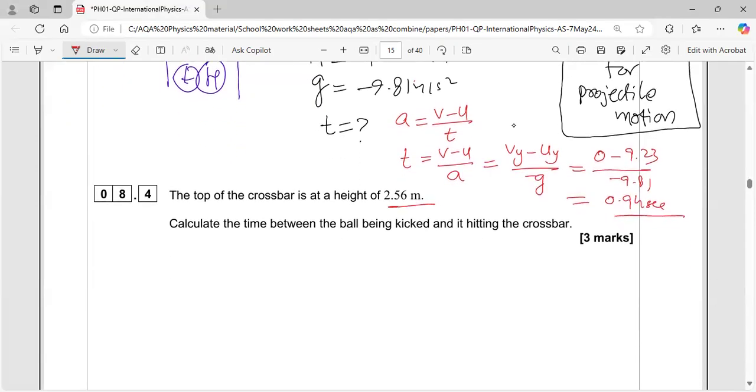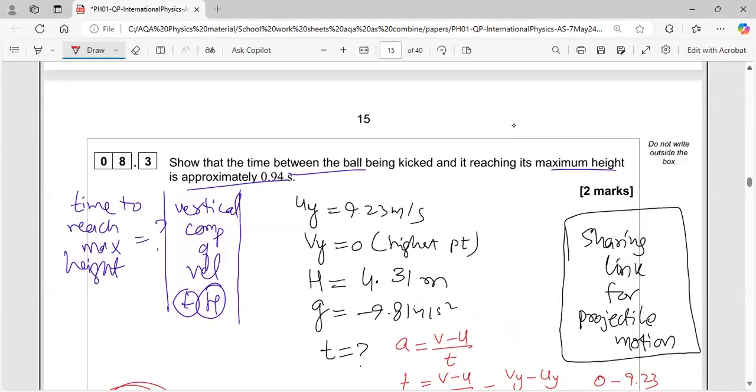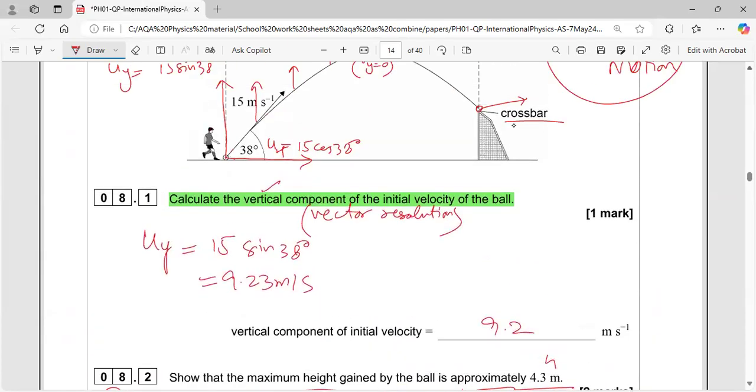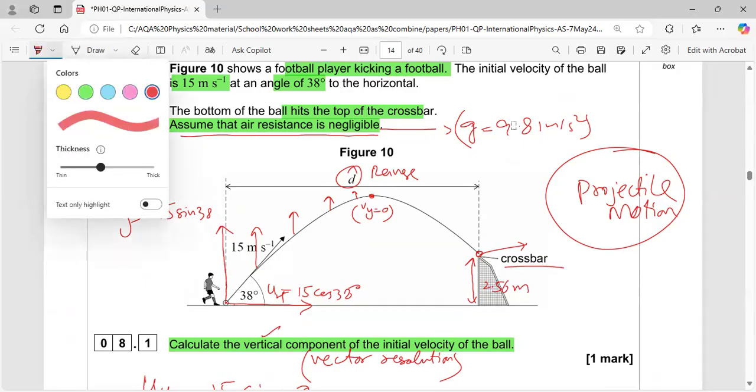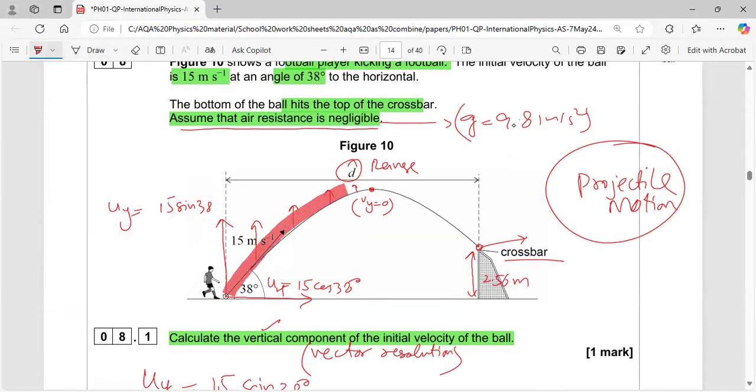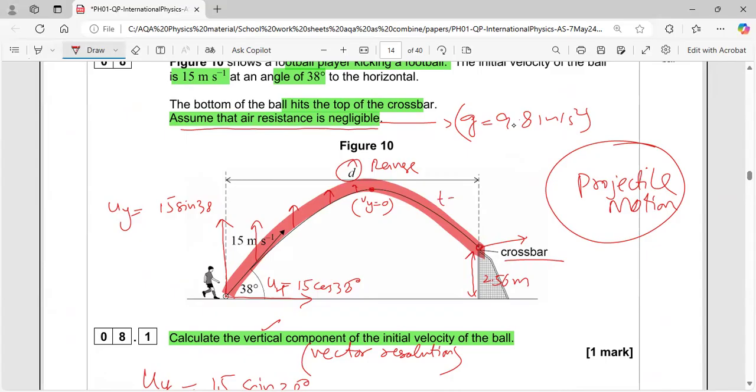Okay, the top of the crossbar is at a height of 2.56. Calculate the time between the ball being kicked and hitting the crossbar. So this is the most challenging and tricky part of this whole question. They're saying 2.56, which means, referring back to this, the height of this goalpost is 2.56 meters, and you have to tell, when they hit the ball from here, how long it takes to reach here. So this is the time that you have to calculate.